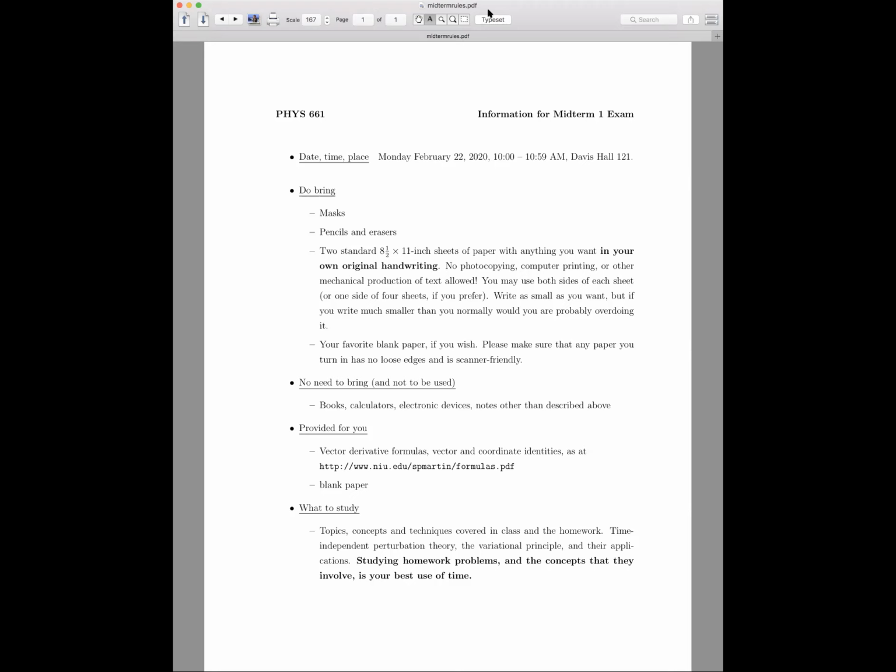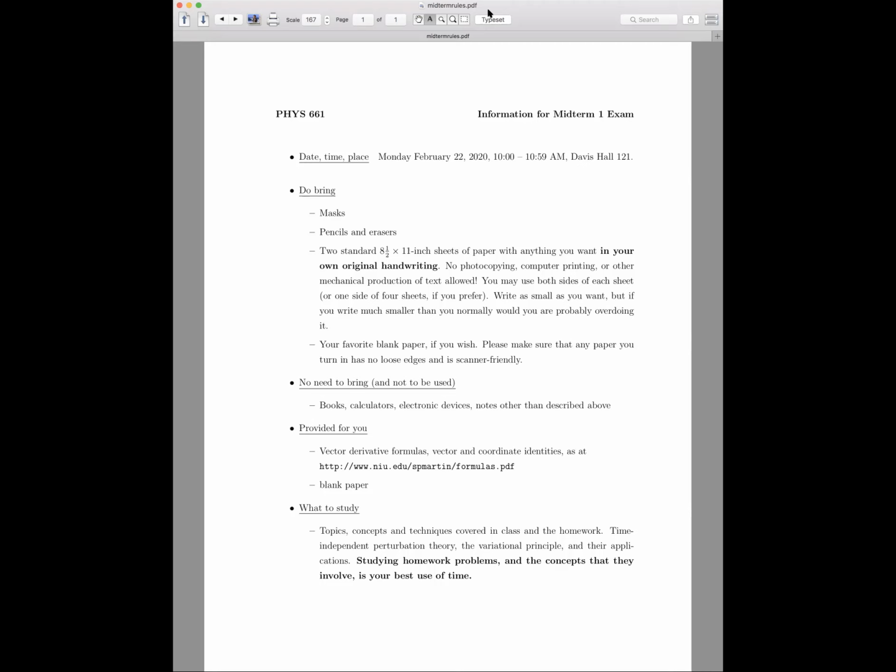If you like your favorite paper to write on, to turn in, I encourage you to do that. But please do make sure that the paper that you turn in has no loose edges. I'm not going to mention any names, but on a previous exam, one of your exams had a bunch of fuzzy loose edges and ended up jamming the scanner in the main office for a half hour. So don't do that. You can bring paper, but try to make sure that it's scanner friendly paper. No books, the course notes are not allowed, no calculators, no electronic devices.